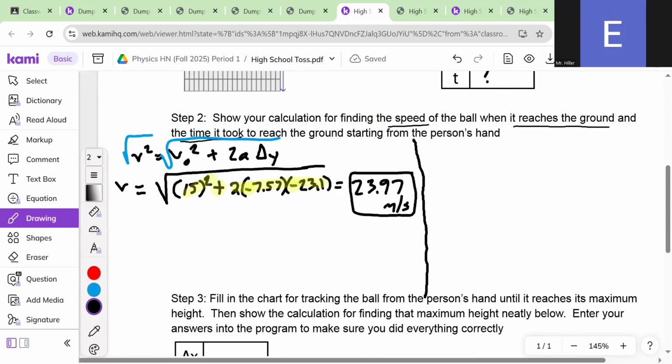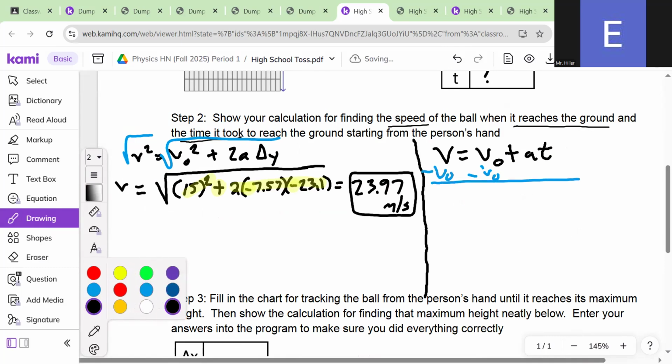Now to find the time it takes, I can just come back to equation number 8, because I've got the final speed. Now, how do I solve for time? I'll need to subtract V naught and divide by A. So V minus V naught equals A times T. Divide by A.